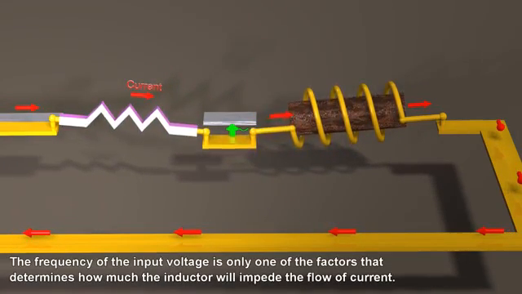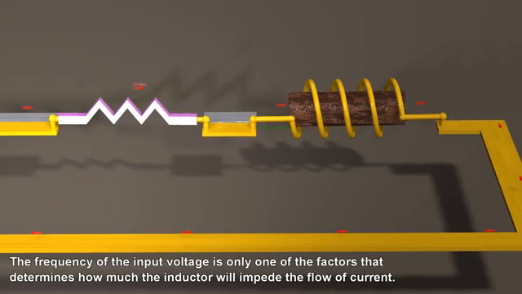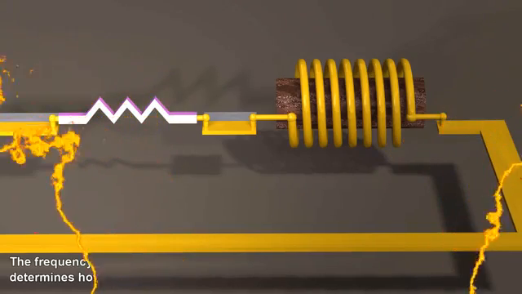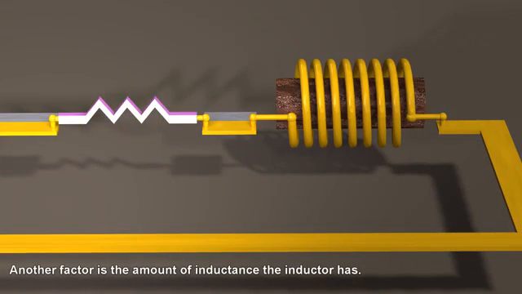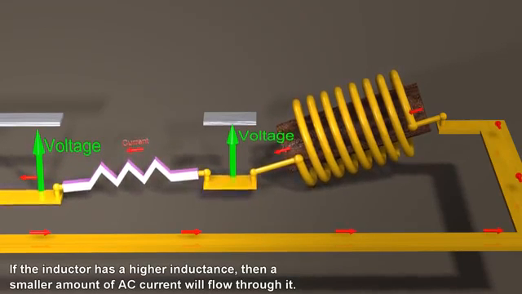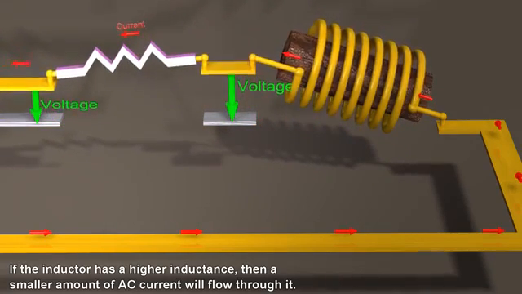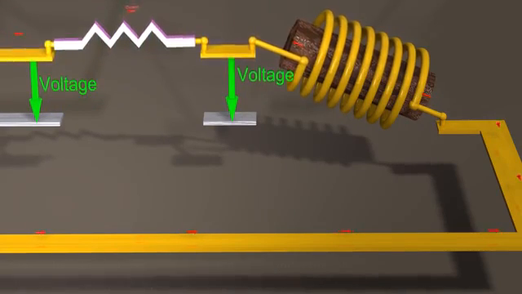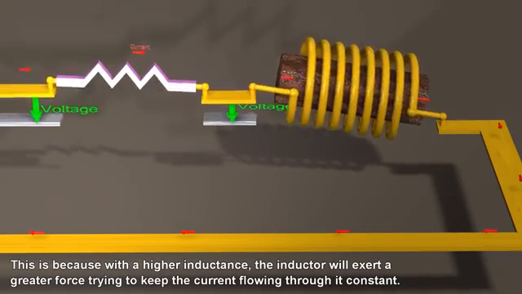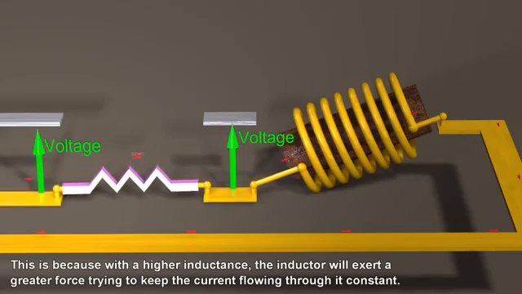The frequency of the input voltage is only one of the factors that determines how much the inductor will impede the flow of current. Another factor is the amount of inductance the inductor has. If the inductor has a higher inductance, then a smaller amount of AC current will flow through it. This is because with a higher inductance, the inductor will exert a greater force trying to keep the current flowing through it constant.